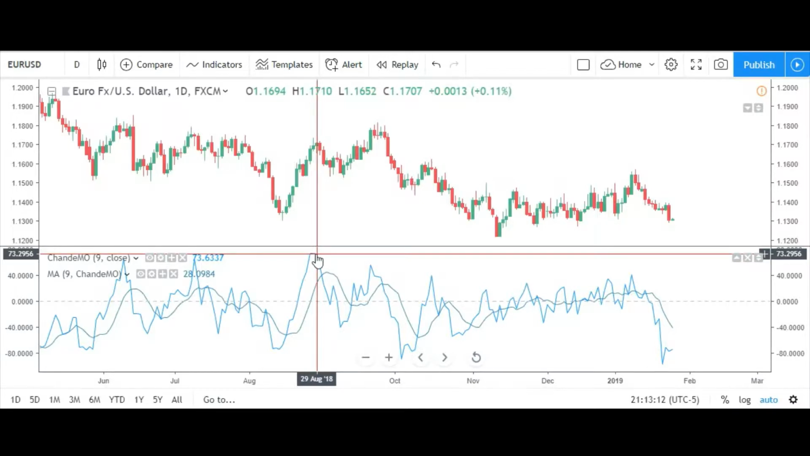Well, that's about all we're going to go over today with the Chande Momentum Oscillator.